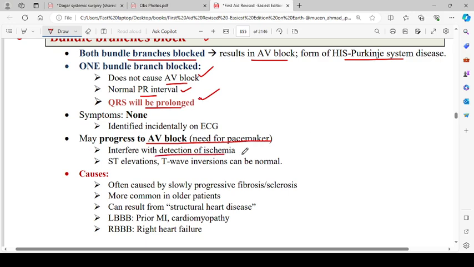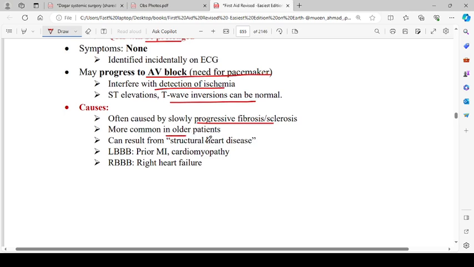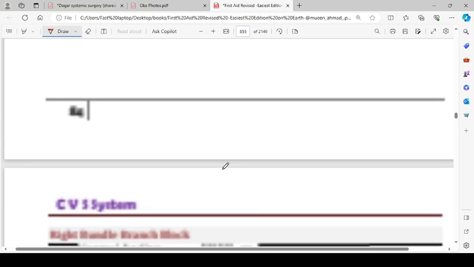It can interfere with the detection of ischemia. ST elevation and T wave inversion can be normal. Causes: it is often caused by slowly progressive fibrosis and sclerosis, more common in older patients, and can result from structural heart disease. For left bundle branch block, prior myocardial infarction and cardiomyopathy can be risk factors. For right bundle branch block, right heart failure can be a cause, or it can lead to that. I think it can be caused by that.